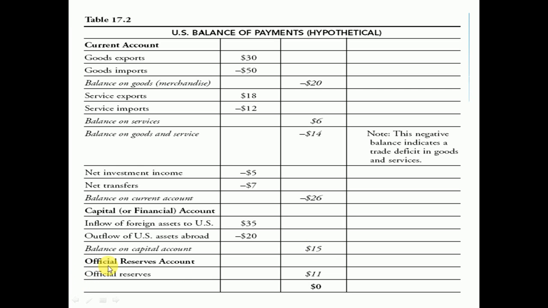Now see, what is official reserve? It is the sum of these two, this and this. So minus 26 plus 15. So how much are we getting? 11. This is minus 11. So this is basically the balance of payment.